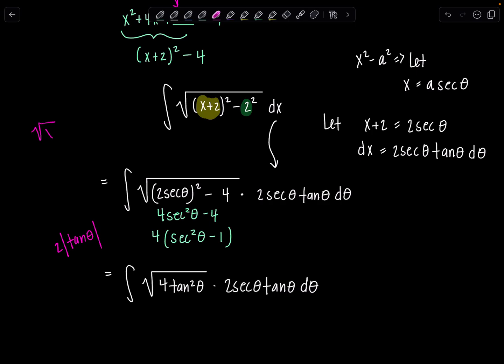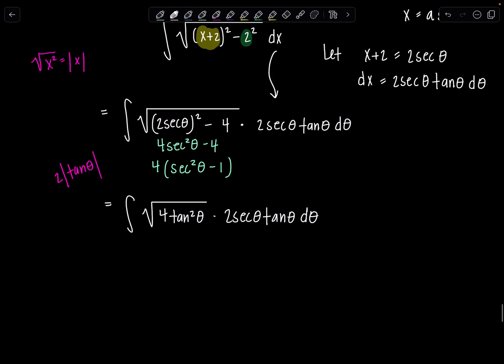Generally speaking, when you have square root of x squared, that's absolute value of x. Okay, so now let's just simplify. I'm not going to worry about absolute value. We've restricted theta, so we're good. Square root of 4 is 2. I have another 2, so then this is going to be integral 4. Here's tan theta, but there's another one, so I'm going to write tan squared theta secant theta d theta.